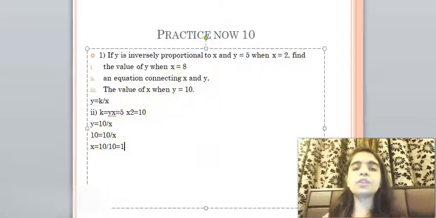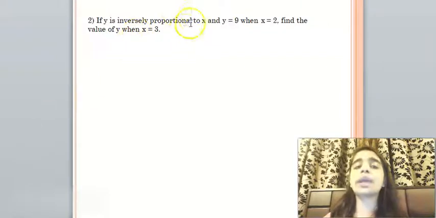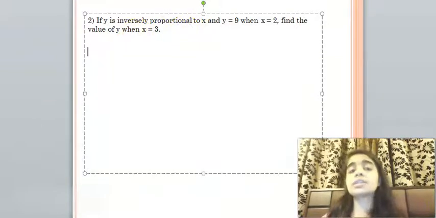Alright. So we are done with practice 10, question number 1. Now let's look at the second question. If y is inversely proportional to x and y is equal to 9 when x is equal to 2, find the value of y when x is equal to 3. So now in this question, let's review the unitary method.